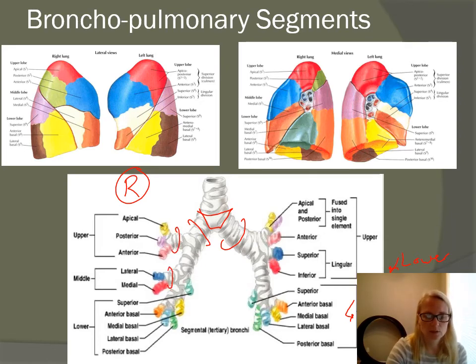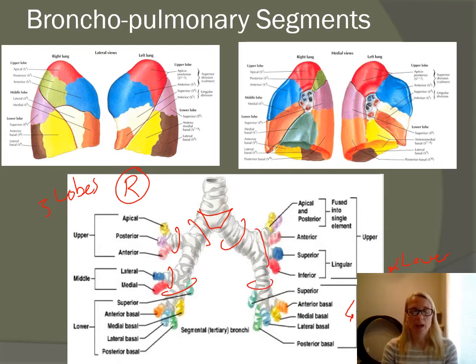1, 2, 3. So each one of those lobar bronchi, sometimes called secondary bronchi, primary, secondary, tertiary, or main, lobar, or segmental, we'll see those, are going to branch into each lobe. We have 3 lobes in our right lung, and we have 2 lobes on the left. So here's our lobar bronchi here and our lobar bronchi here. So then we have 2 lobar bronchi or 2 secondary bronchi on the left side. And then each lobar bronchi branches into the segmental or tertiary bronchi.